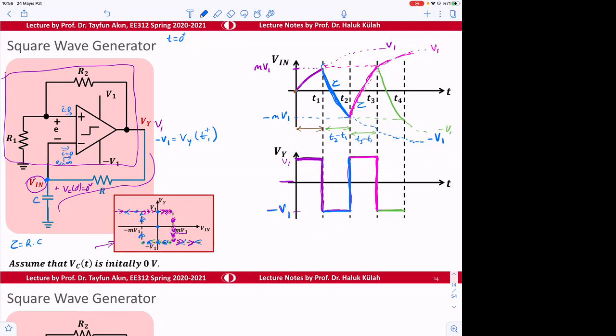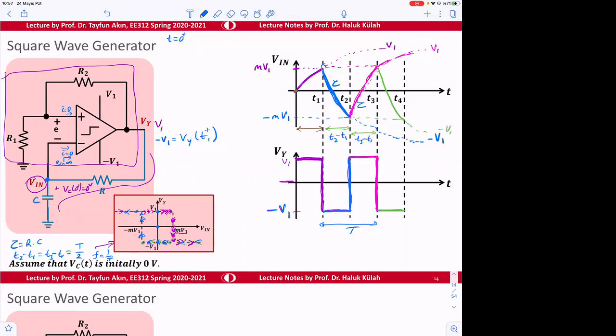So T2 minus T1 should be equal to T3 minus T2. That should be equal to T divided by 2. And if we call this thing the time T, then we can find the frequency of operation, and F is going to be 1 over T. So we can find the clock frequency here.